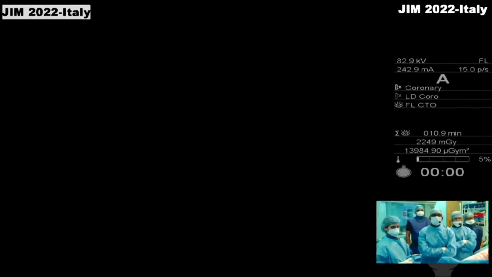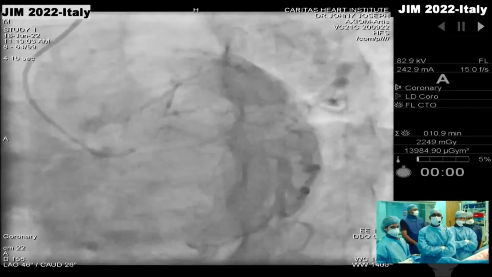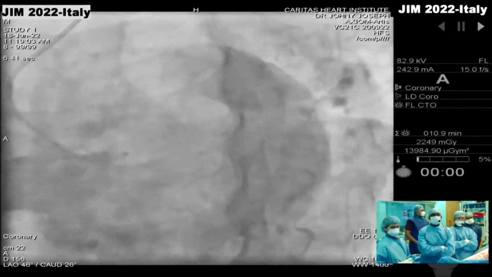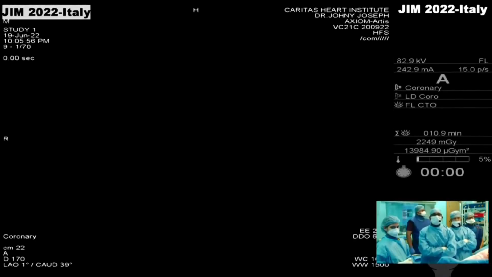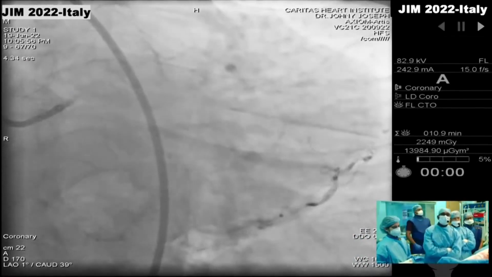Next one. That's again the spider view. The LAD ostium looks significantly diseased and it's extending into the left main. Next image. Well, that is how we started off today.